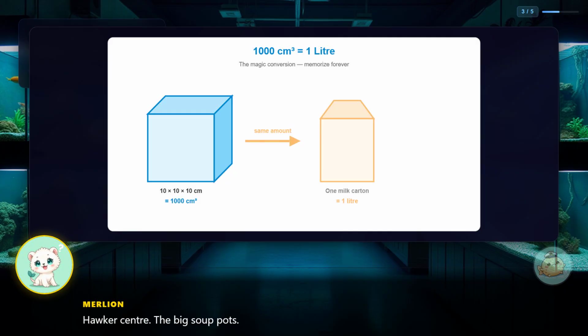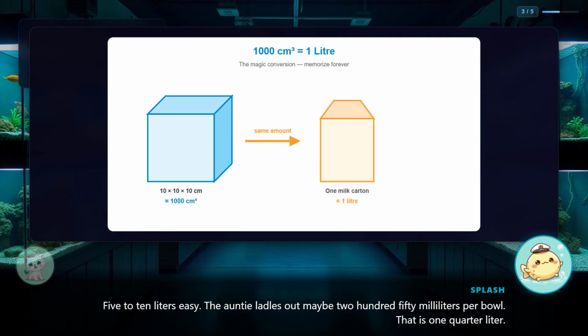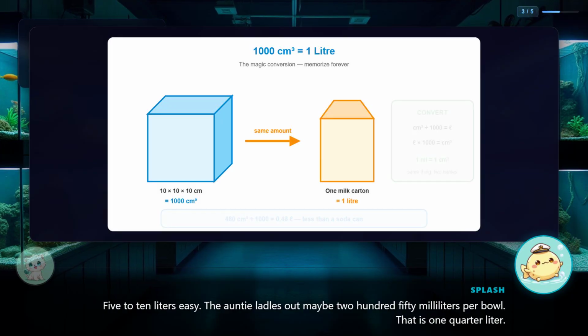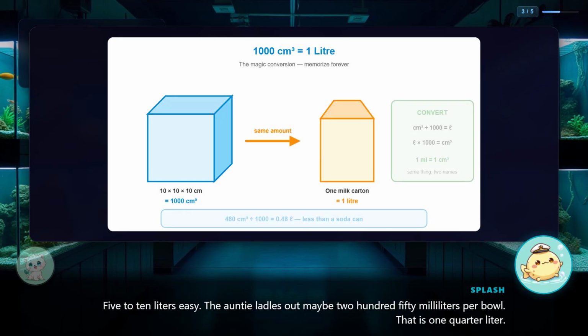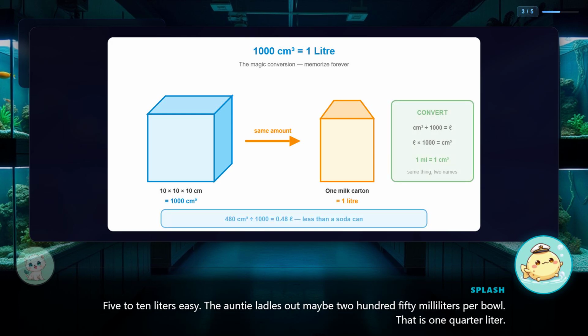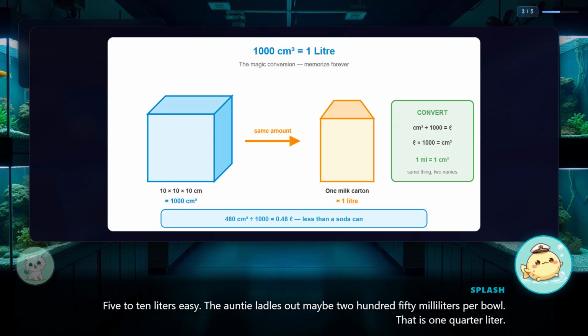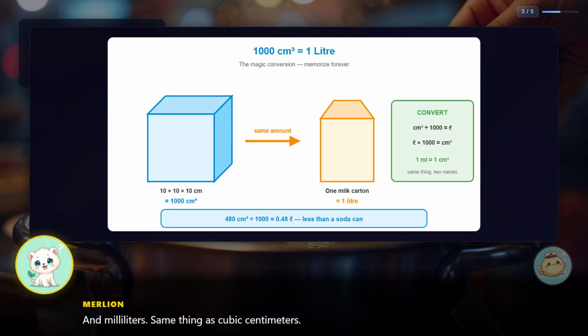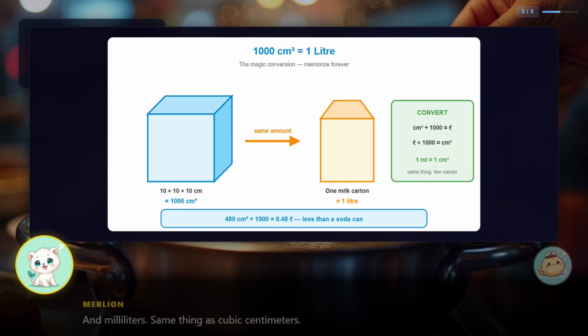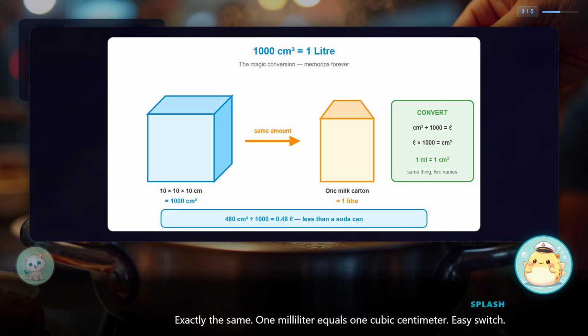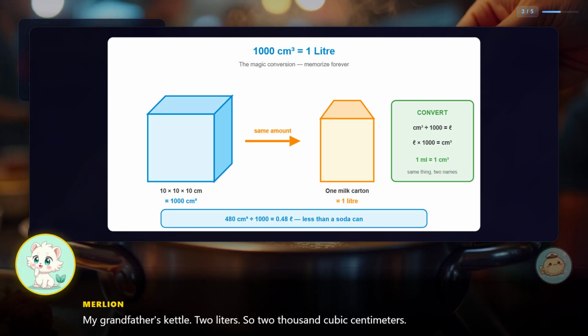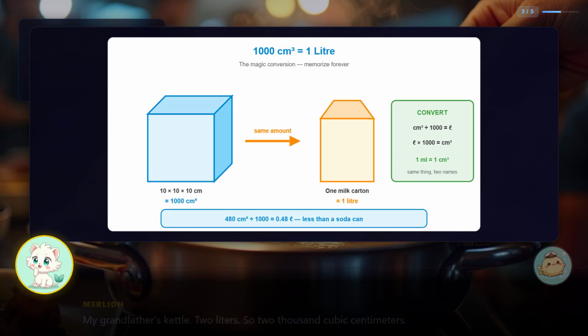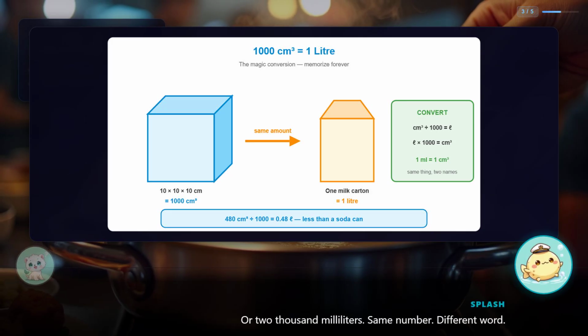Hawker Center, the big soup pot. 5 to 10 liters easy. The auntie ladles out maybe 250 milliliters per bowl. That is 1/4 liter. And milliliters, same thing as cubic centimeter. Exactly the same. 1 milliliter equals 1 cubic centimeter. Easy switch. My grandfather's kettle, 2 liters. So 2,000 cubic centimeters, or 2,000 milliliters. Same number, different word.